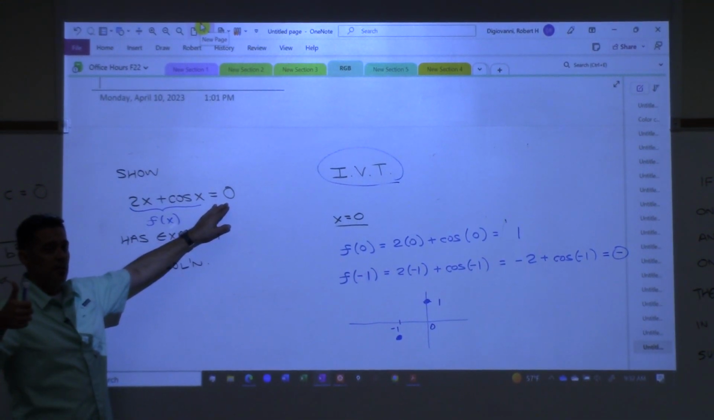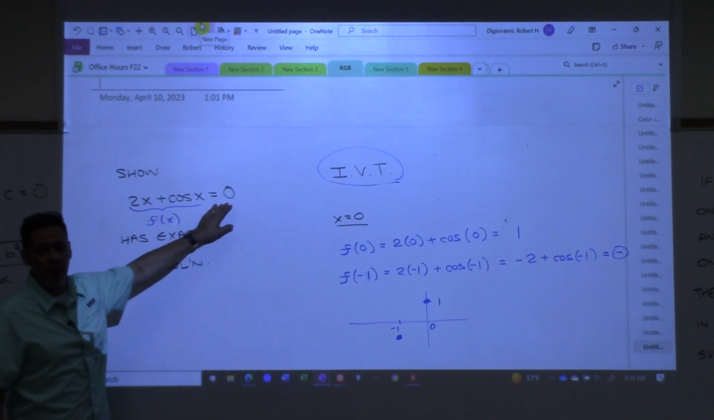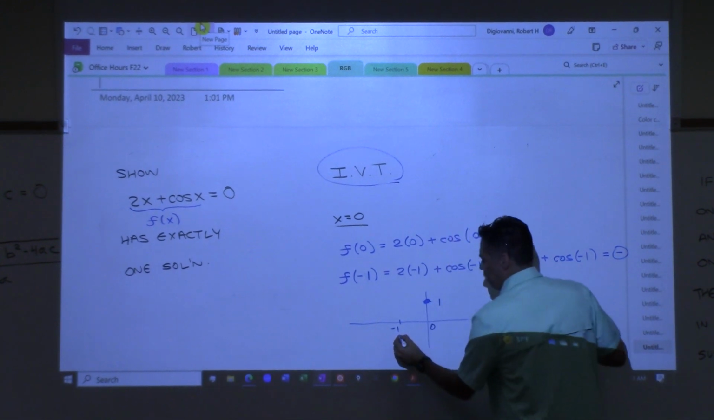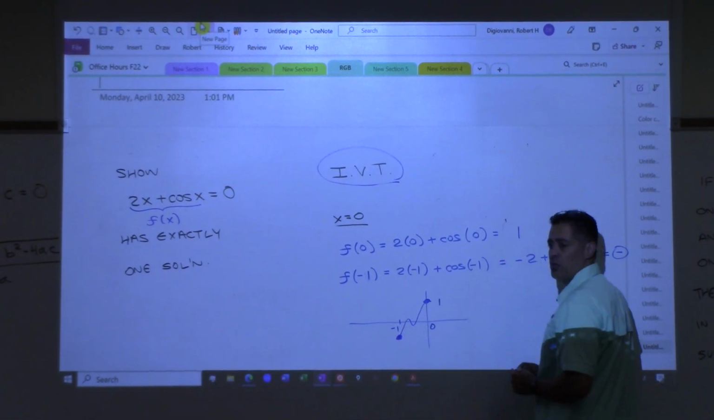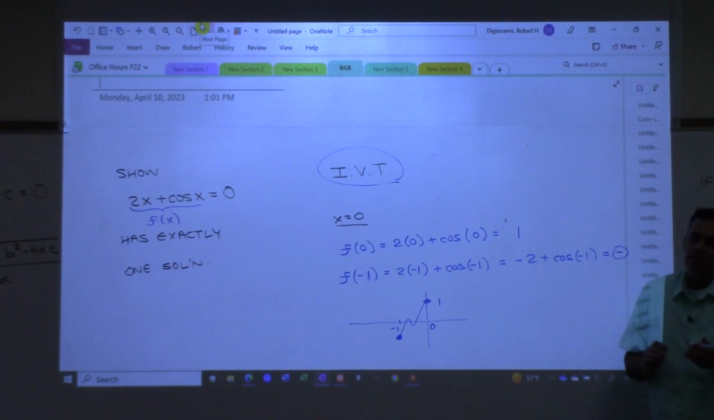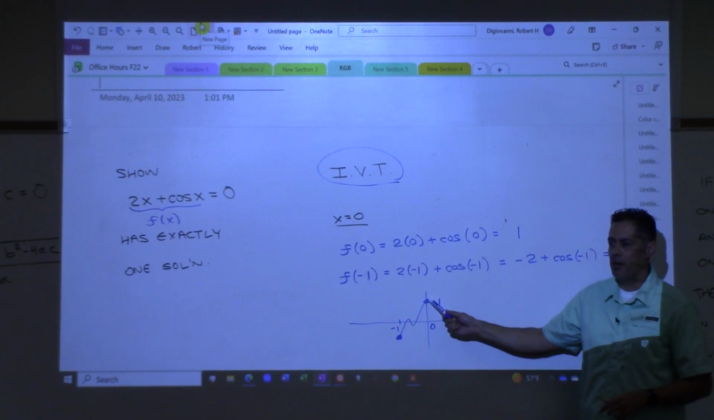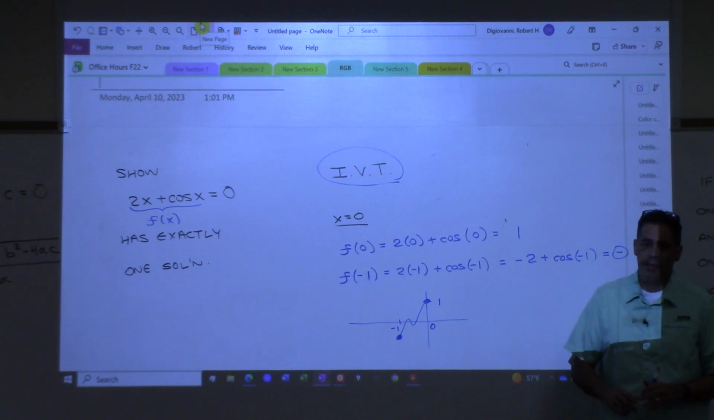Yes? Have I shown there's only one x-intercept? No, because it could do this, right? It could do something like that, and it could have 2 in there, right? I don't know. I just know there's at least one, because I have to go from here to here. So I don't know what it does, right?